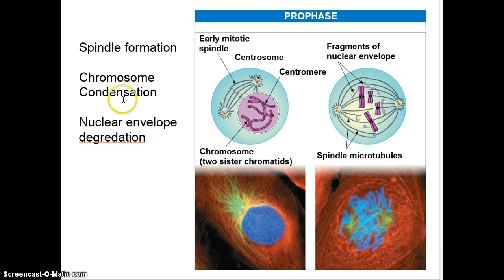During this time, the chromosomes, or the chromatin, I should say, condense into visible chromosomes, and the nuclear envelope degrades or breaks down. So you have some very pretty pictures here of going from chromatin to chromosomes and the beginnings of this mitotic spindle being formed.